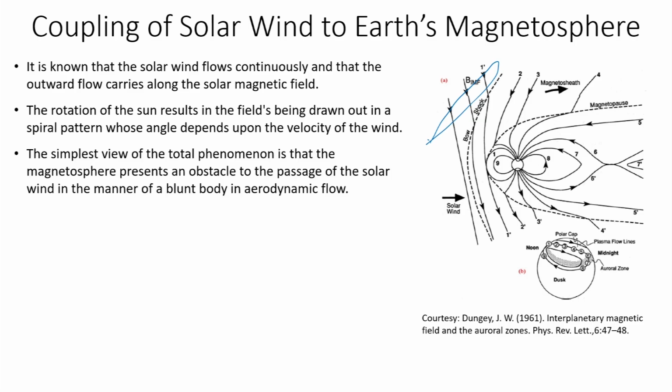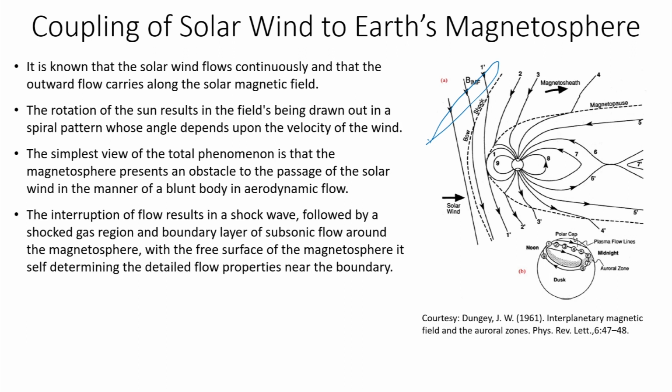So, the simplest view of the total phenomenon is that the magnetosphere presents an obstacle to the passage of the solar wind, in a manner something like a blunt body in aerodynamic flow. The interaction of the flow results in a shock wave followed by a shocked gas region and the boundary layer of the subsonic flow around the magnetosphere, with the free surface of the magnetosphere itself determining the detailed flow properties near the boundary.